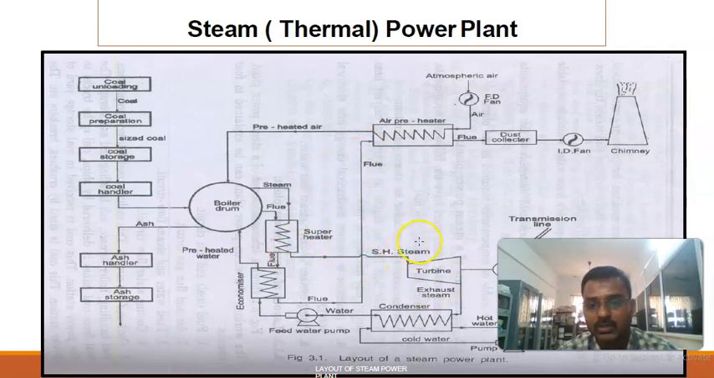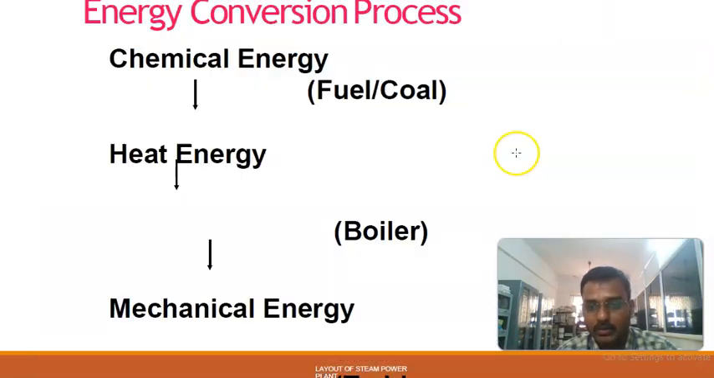The turbine will convert the steam energy into mechanical energy, and the mechanical energy will be converted by the generator into electrical energy. The transmission line carries the power where it will be used. The chimney is used so that the exhaust gases will be sent out, with the help of the dust collector and the ID fan. The condenser and cold water are the other components that are used.